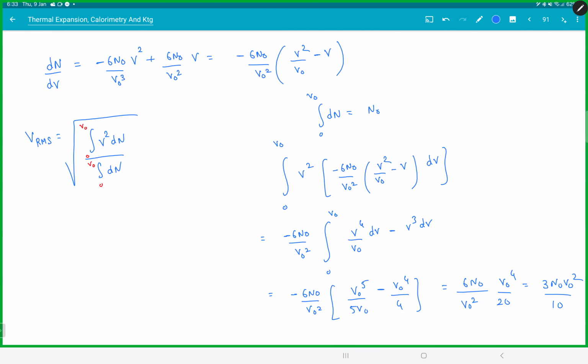That is your numerator. So there, substitute here. So this will be root over 3 n naught v naught square by 10. Denominator is n naught. That will cancel. V naught into root 3 by 10. That's your VRMS, everyone. Clear with this?